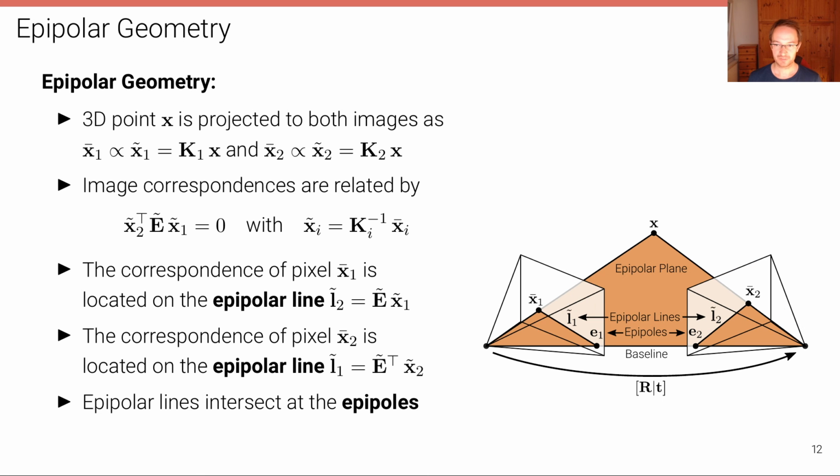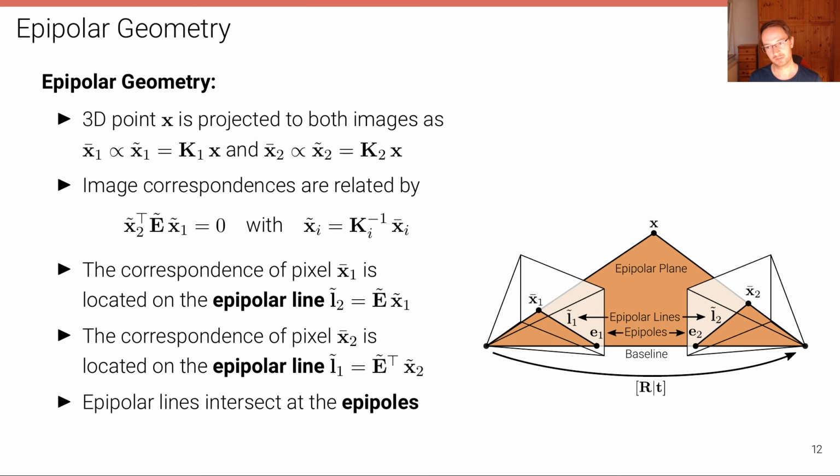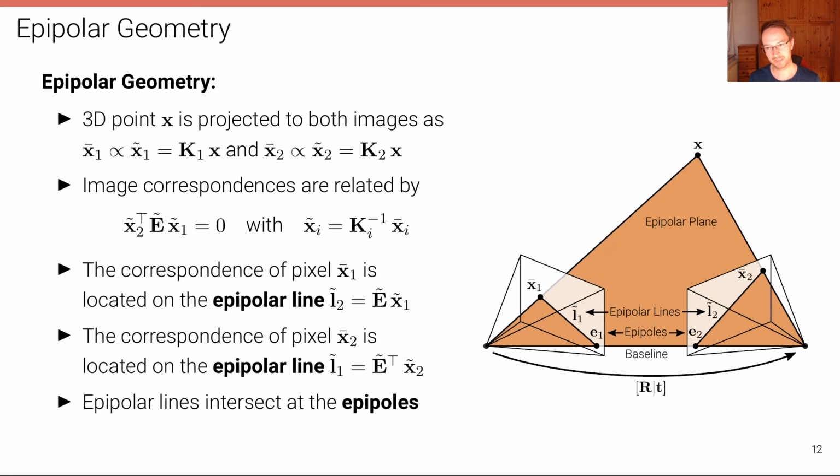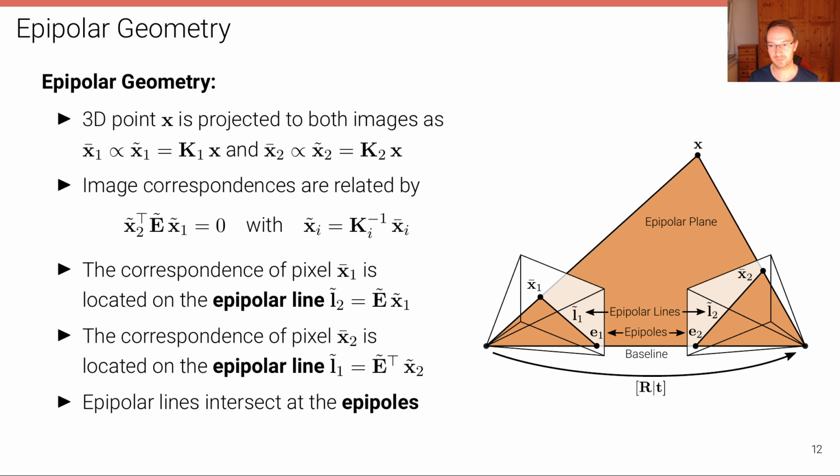So here's another example where the 3D point has changed. We can see how this plane forms a pencil of planes, and all of these planes actually pass through the epipoles, which means that also all the epipolar lines pass through the epipoles. That's what we have discussed last time.